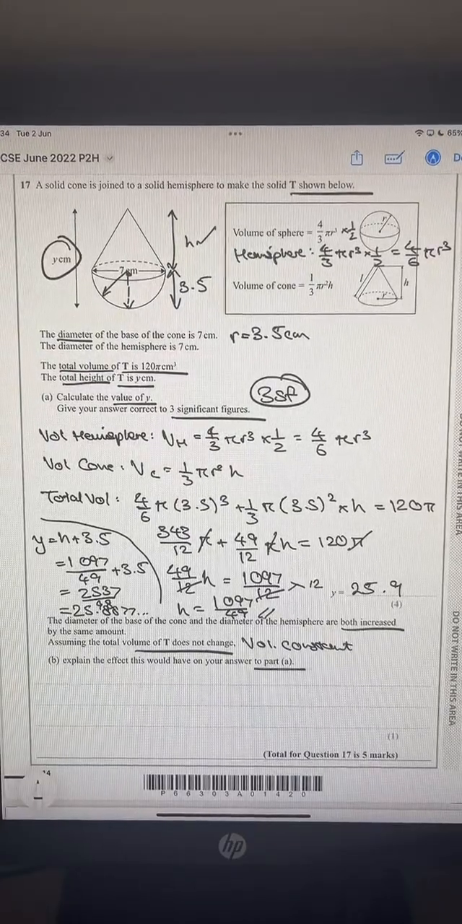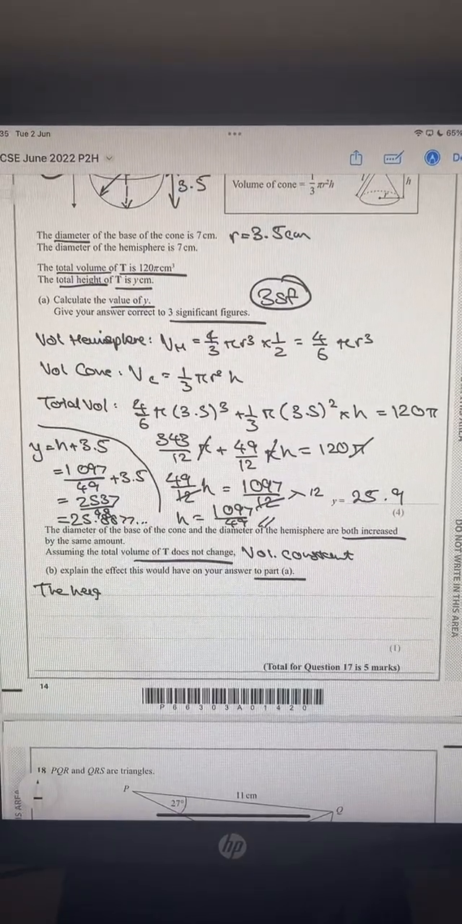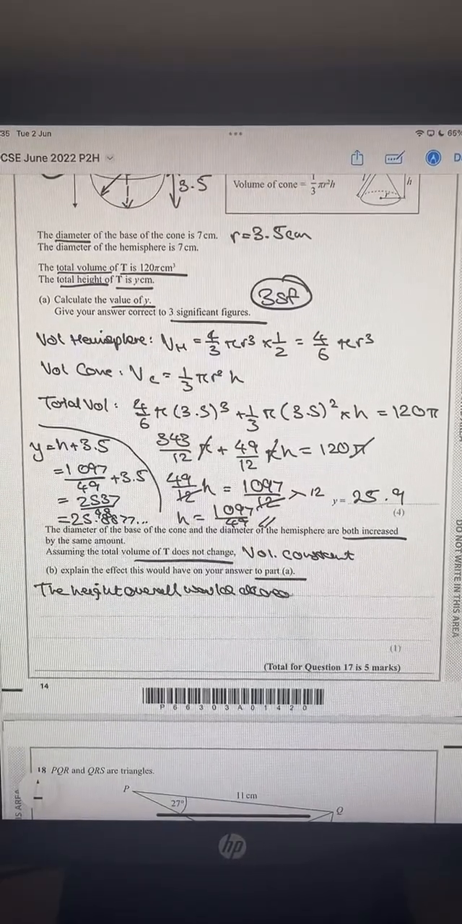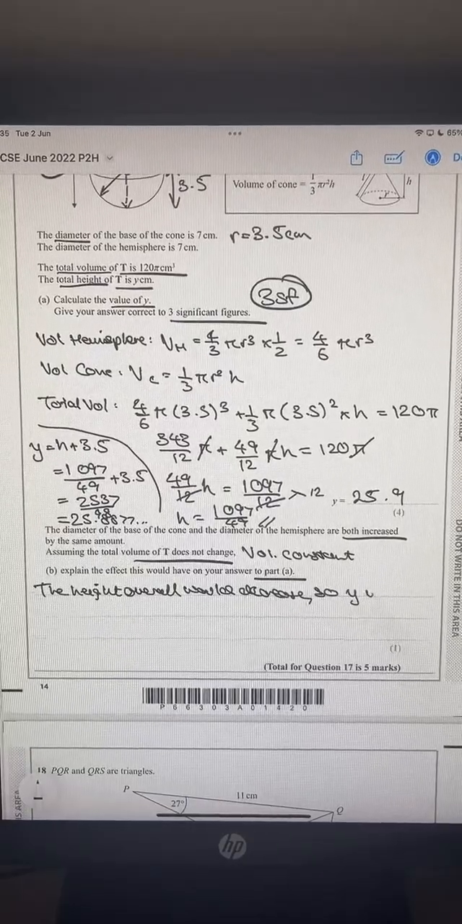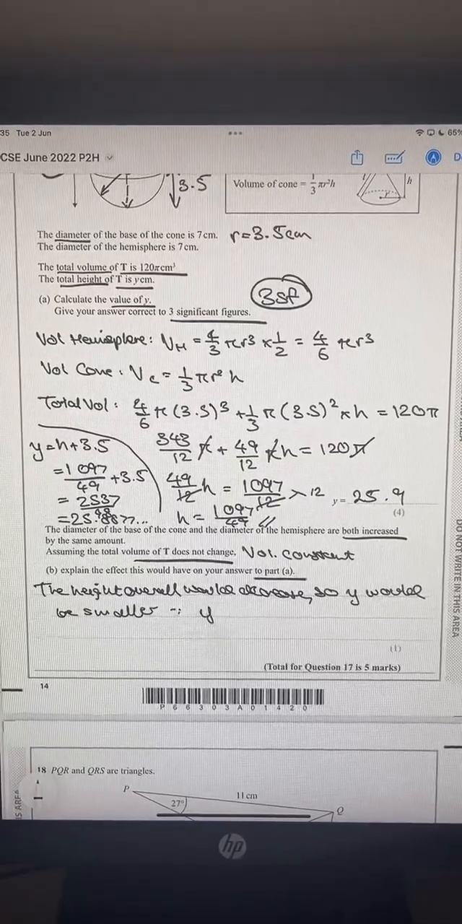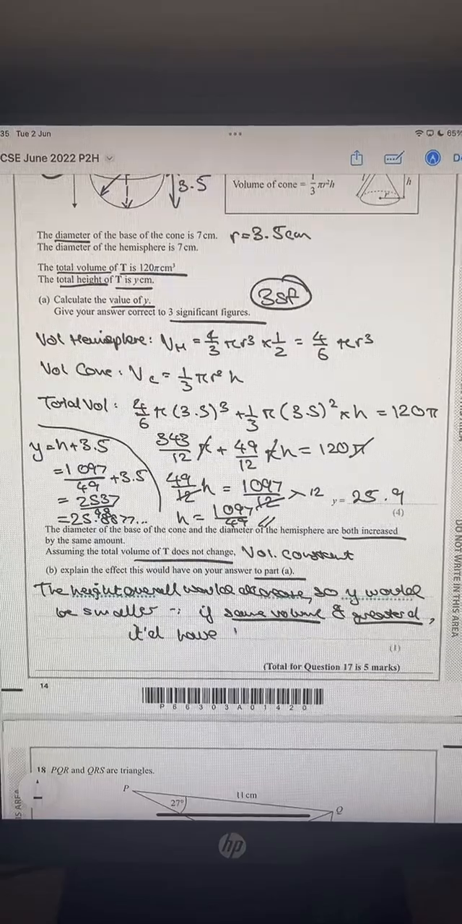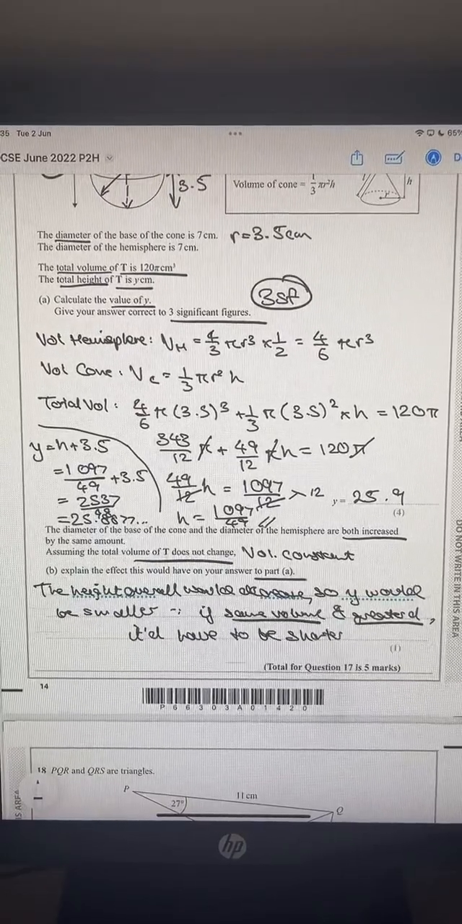Explain the effect this would have on your answer to part A. Well, what is my answer to part A? It is the overall height, y. So all I need to do is say the height overall would decrease. So my answer to part A, y would be smaller. Why? Because if it's the same volume and a greater diameter, it'd have to be shorter in order to make sure that it would be the same volume.